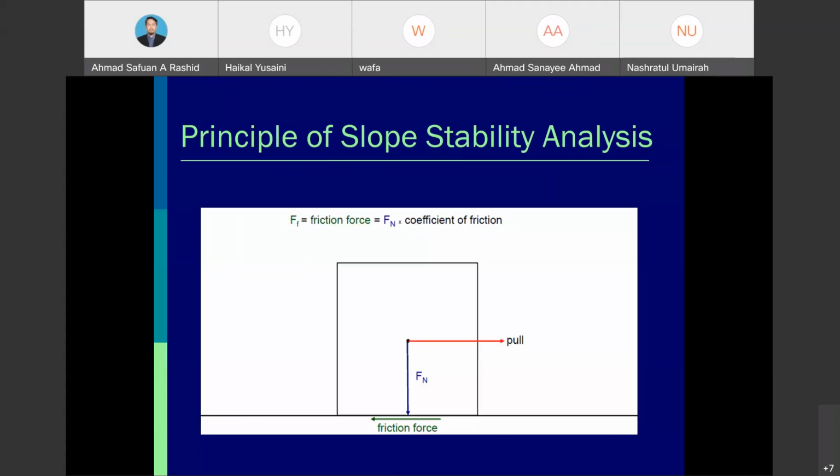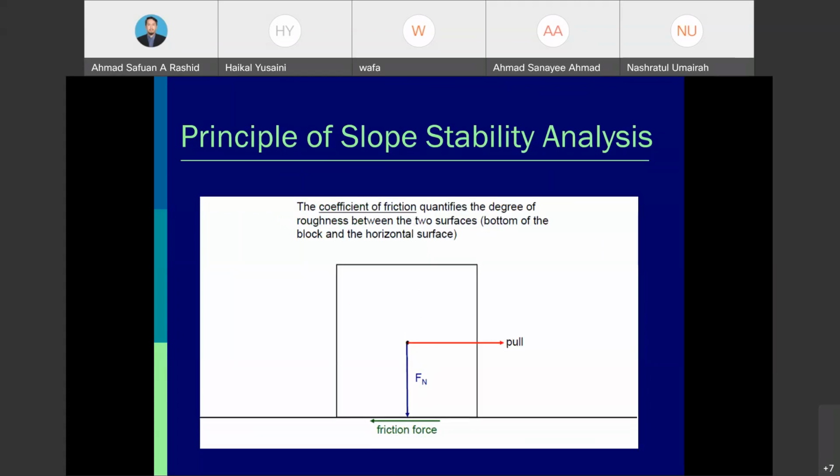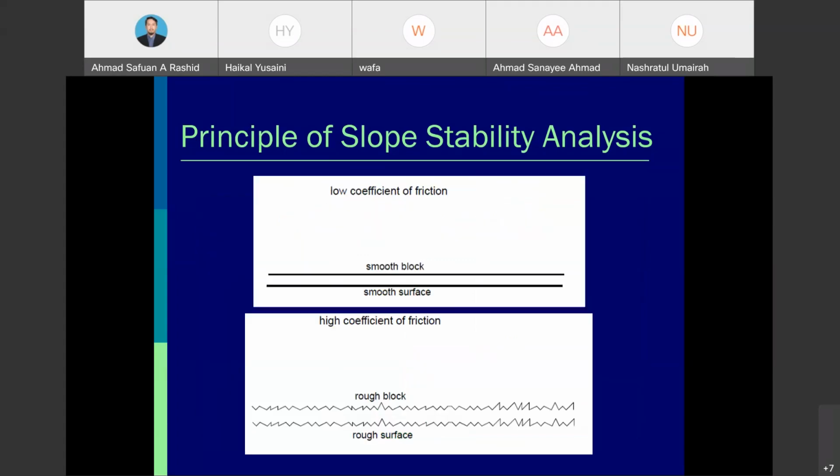So the friction force, FF, is equal to Fn times the coefficient of friction. The coefficient of friction quantifies the degree of roughness between the two surfaces, the bottom of the block and the horizontal surface. So low coefficient of friction if the block is smooth and the surface is also smooth. High coefficient of friction if the block is rough and its surface is also rough. So that is a simple explanation there.